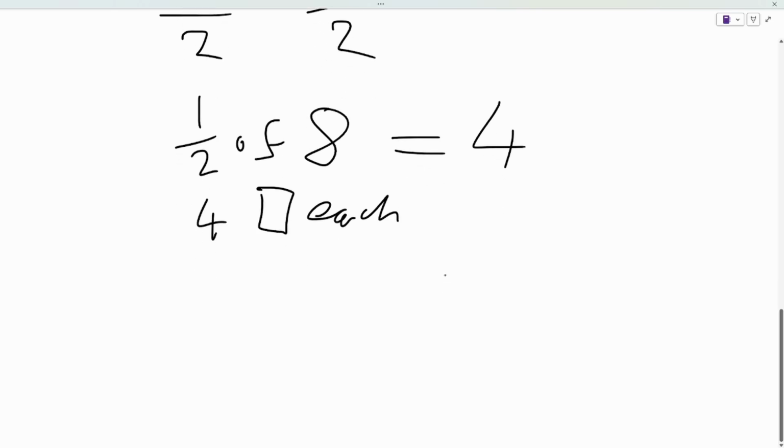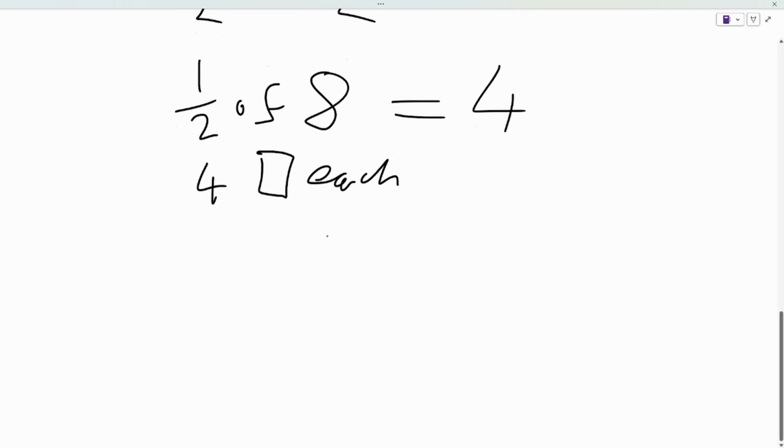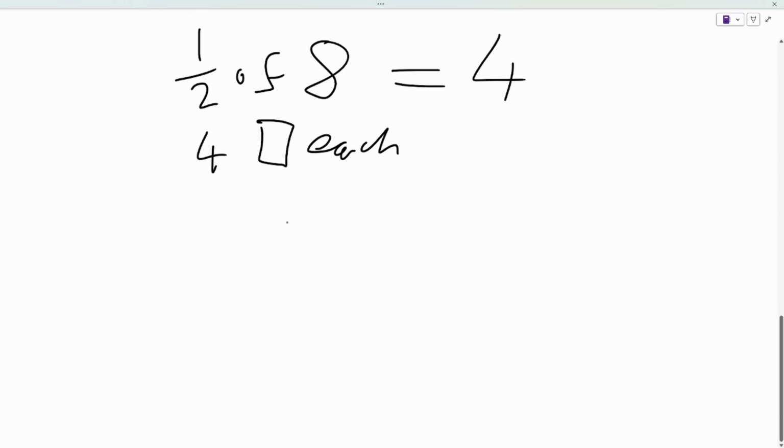Okay, hopefully that makes a little bit of sense. I know it's a little bit rambly, but I think better to over-explain it than to under-explain it, especially as this is a video about the introduction to ratios. So let's have a look at another example.